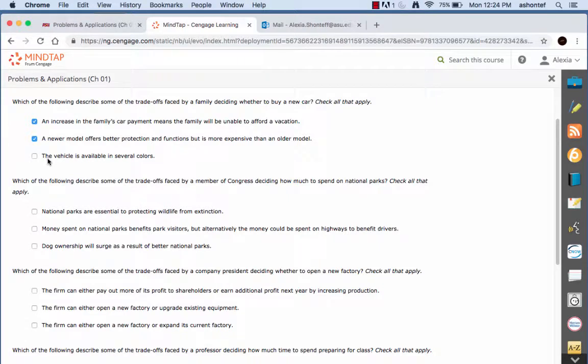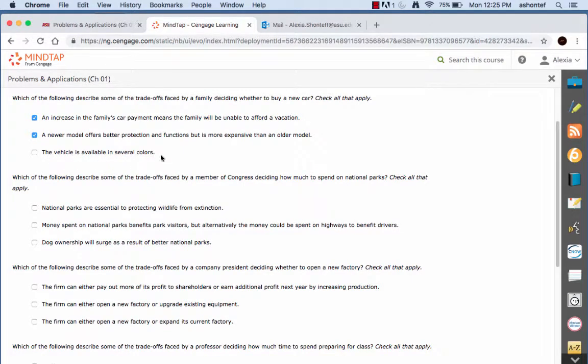Then the last one says the vehicle is available in several colors. Well, that's great. It's several colors. But you have to ask yourself, what does this have specifically to do with buying a new car and the trade-offs? This would just be more of a choice.